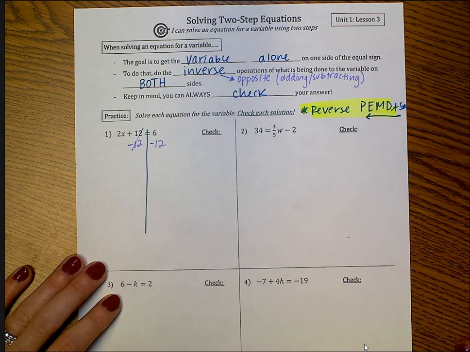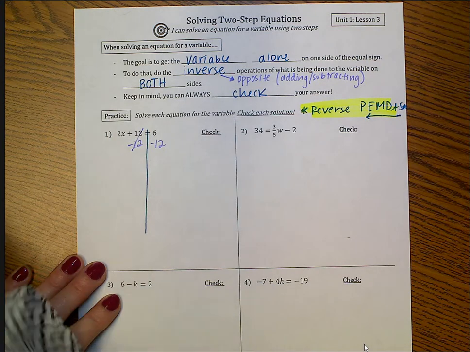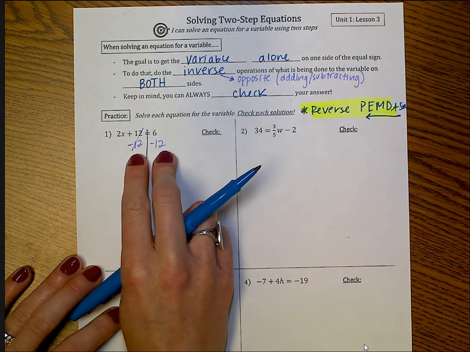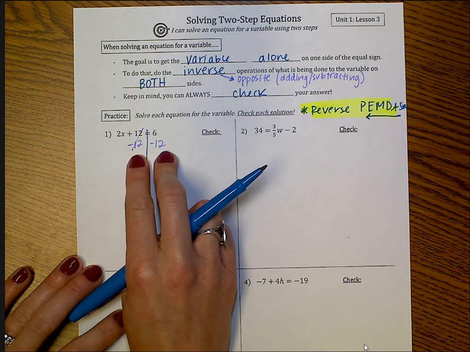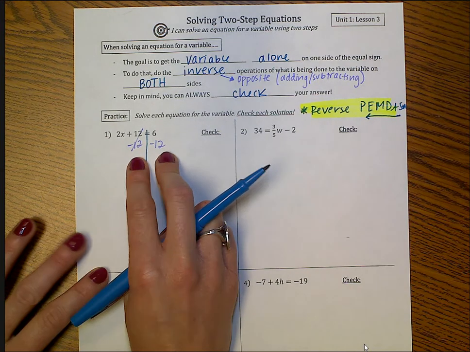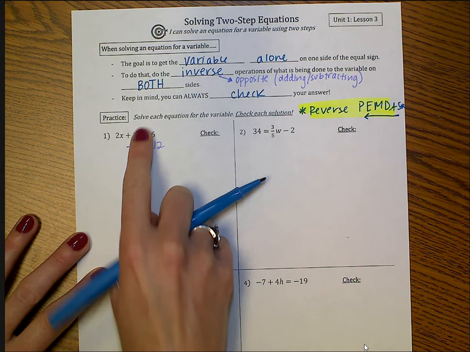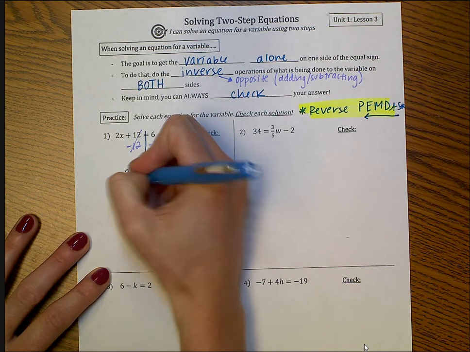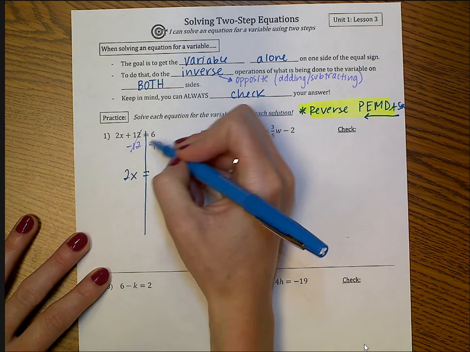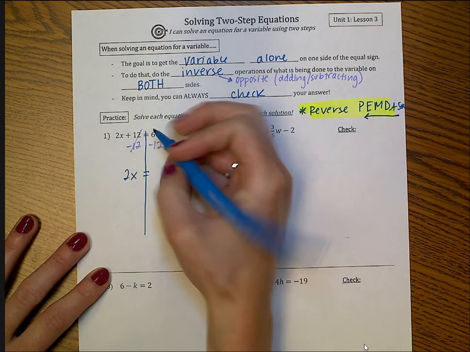Now, I'm going to highly recommend that you show your steps like that, okay, for 2 reasons. It helps you keep track of where you are, and it helps me see where you messed up. On the left side, the 12s are gone, so it's just 2x. Bring down your equal sign. On the right-hand side, 6 minus 12 is negative 6.